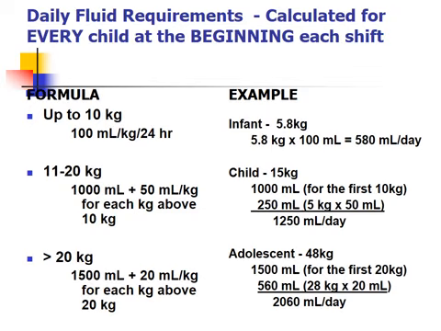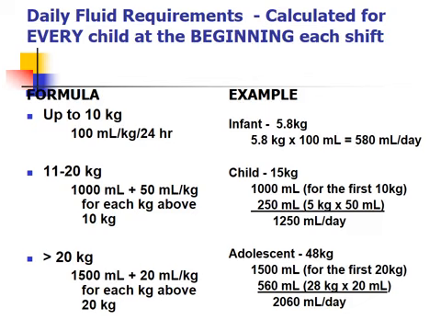If it was a child that weighs 15 kilograms, remember again, the 1,000 mLs is for the first 10. So if you take 15 minus 10, that would be 5 kilograms. We're going to multiply that by 50, and that gives you 250 mLs. So then we would add the 1,000 mLs to the 250 mLs, and so that child would need 1,250 milliliters per day.